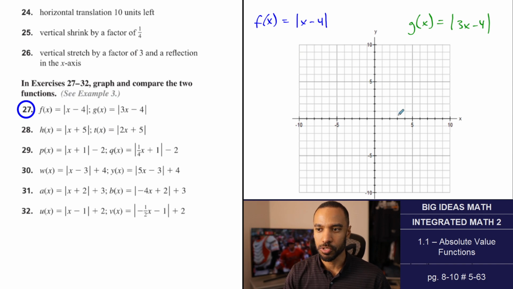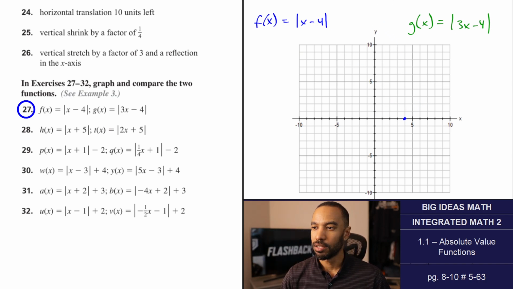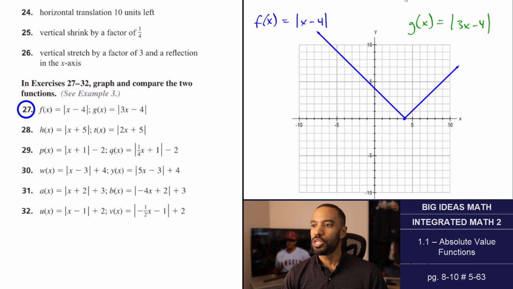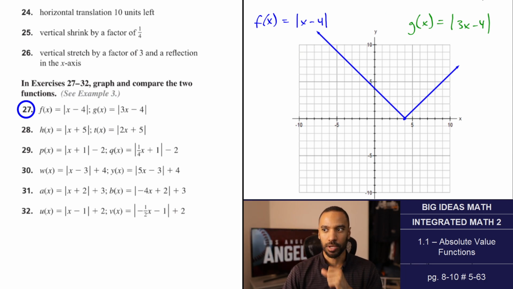All right, f of x equals absolute value of x minus 4. 4 to the right, and up 1 over 1, both directions. There. And yeah, it's about that.